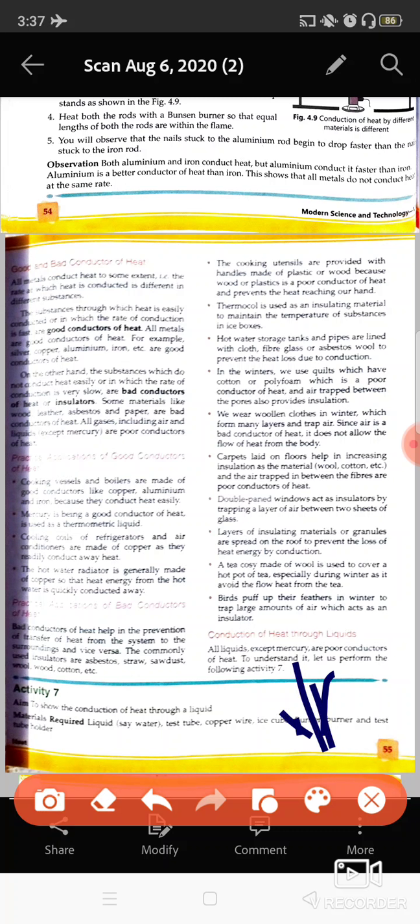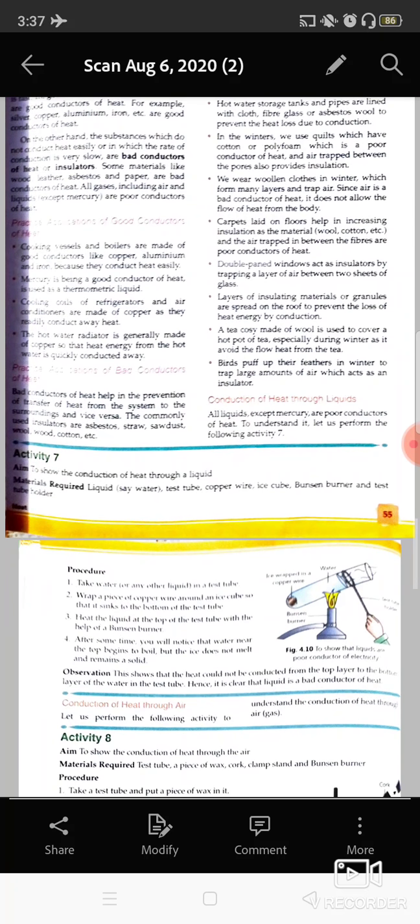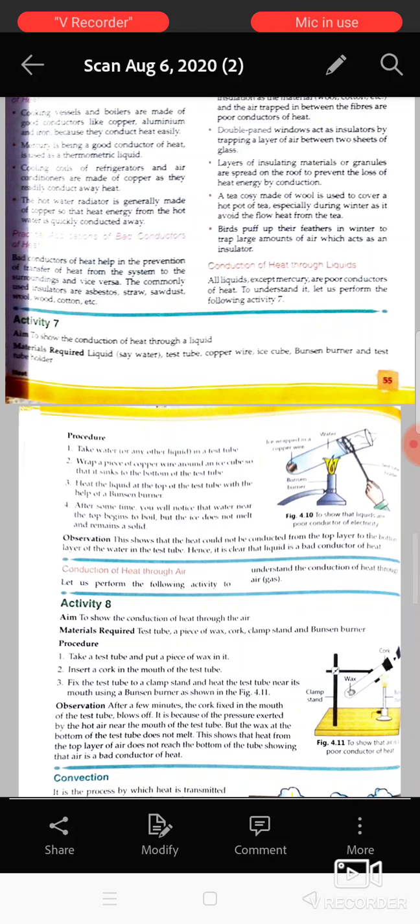In winters, you use quilts or blankets, because wool is a bad conductor of heat, so it will not let the heat escape, and you will feel warm all the time. So these are some of the applications of bad conductors of heat.